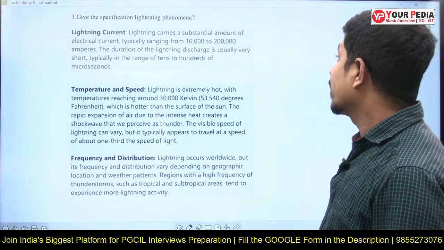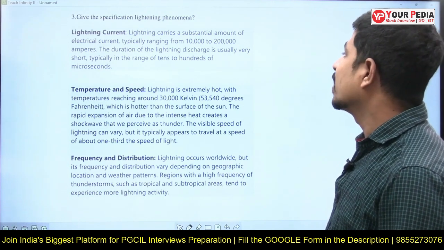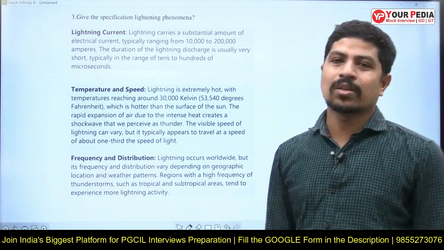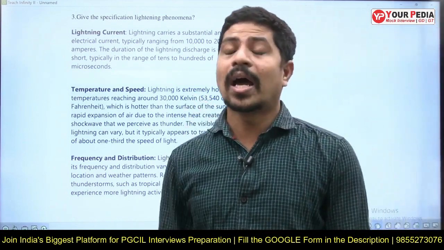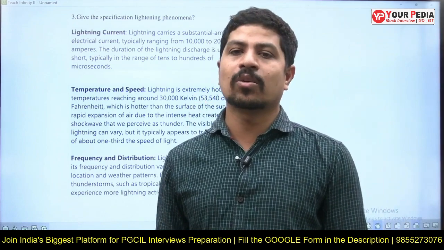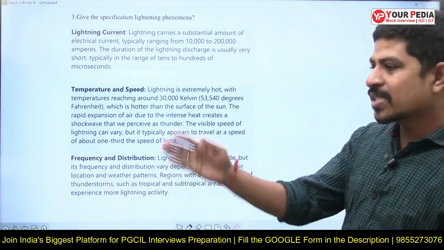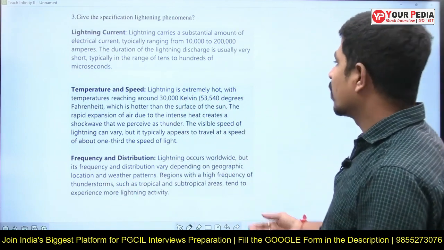The duration of lightning discharge is usually very short, typically in the range of tens to hundreds of microseconds, meaning 0.1 second, like that. 100 microseconds, 1 microsecond is 10 to the power of -3. 100 into 10 to the power of -3 is 0.1 second. That is the highest range for this lightning current to exist.